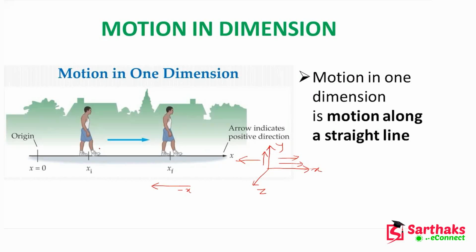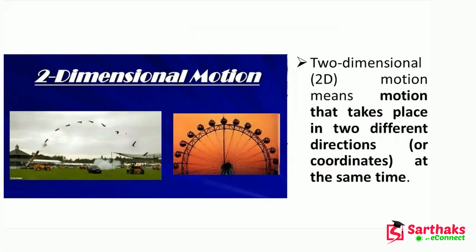Here you can see a person with a very good shoe. This is the initial condition of the person and he has gone to the final position. So he started his journey from xi and he has covered the distance xf minus xi and reached here. But this is in one dimension. So this is the one-dimensional motion. Now the two-dimensional motion.